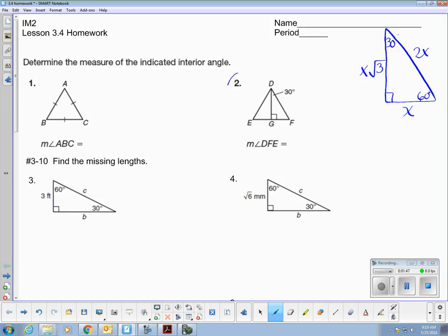So in number 2, we notice that we have two triangles in the diagram, and I'm going to highlight just the triangle on the right, DFE. And that angle, DFE, is this angle right here. I'm trying to find the measure of that angle. So angle DFE in this triangle is 60 degrees.